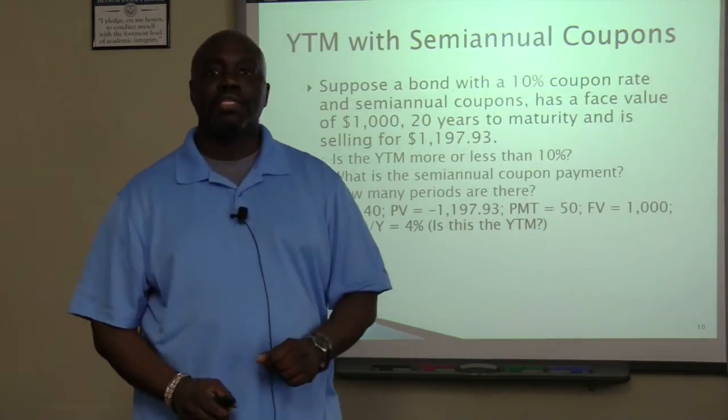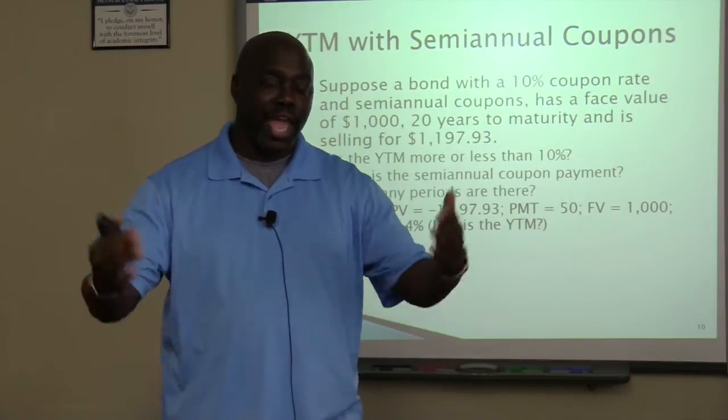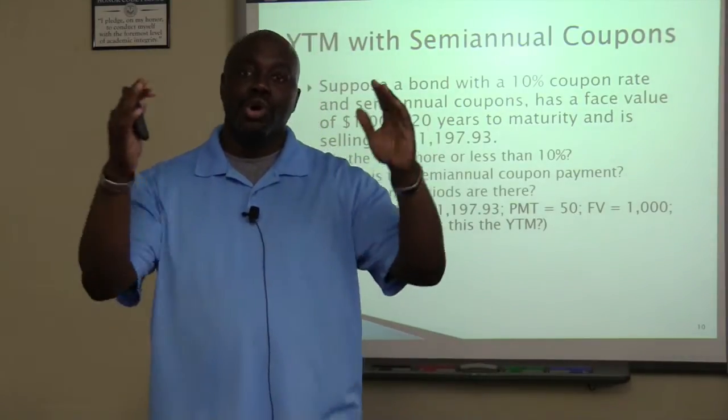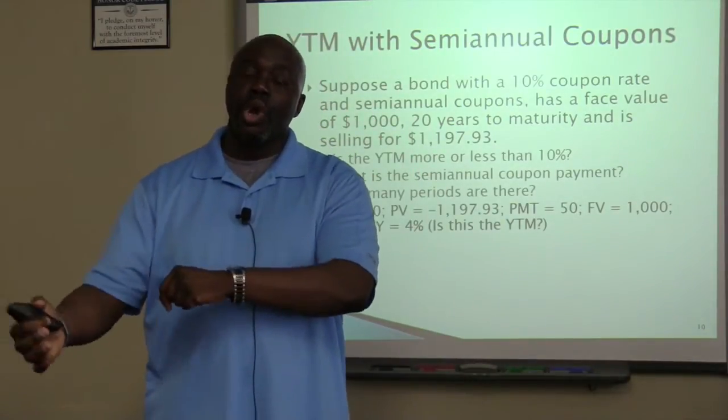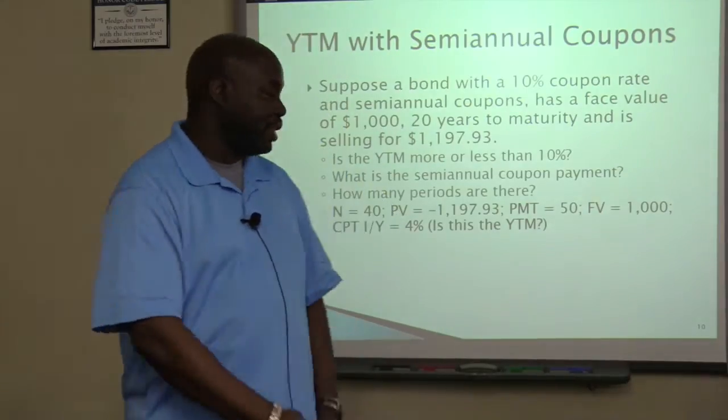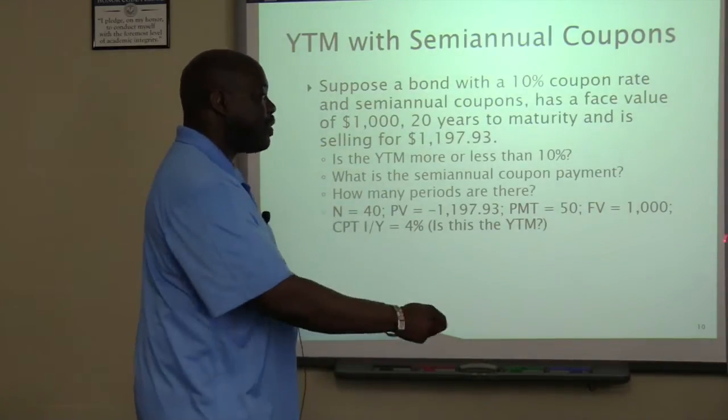And the reason for that is, if we're getting payments twice a year, they have to add up to $100. So 50 plus 50 equals 100, or 100 divided by 2 equals 50. And we get our payment. Future value is still going to be the same, or $1,000.